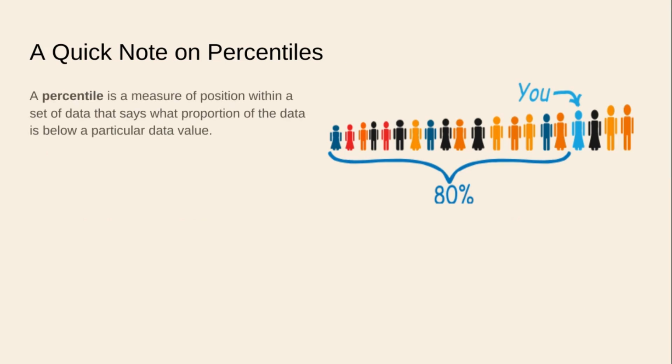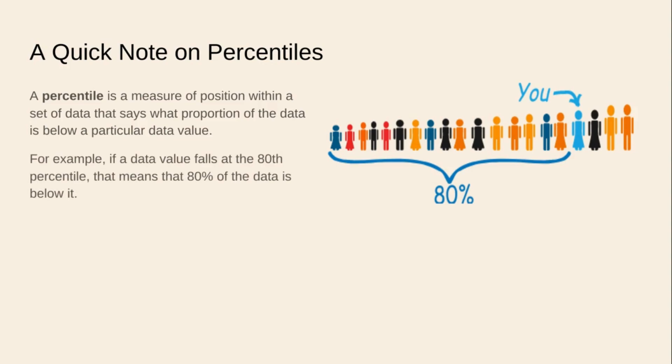A percentile is a measure of position within a set of data, and it says what proportion of the data is below a particular data value. So for example, if a data value falls at the 80th percentile, what that means is that 80% of the data would be below it.